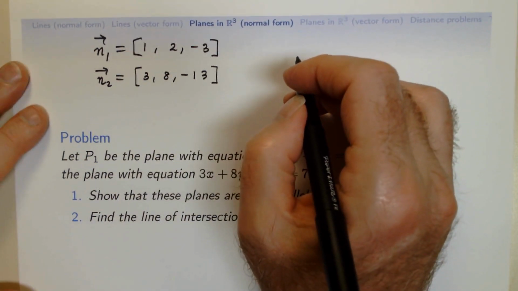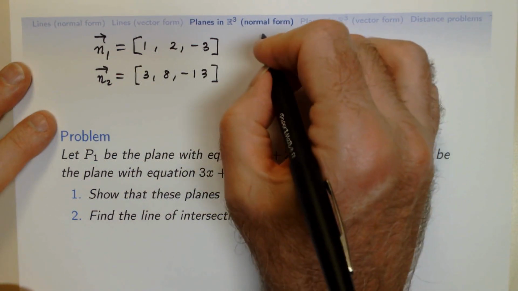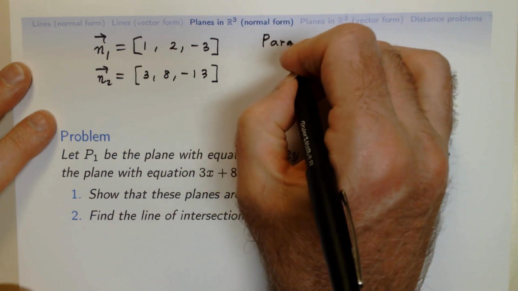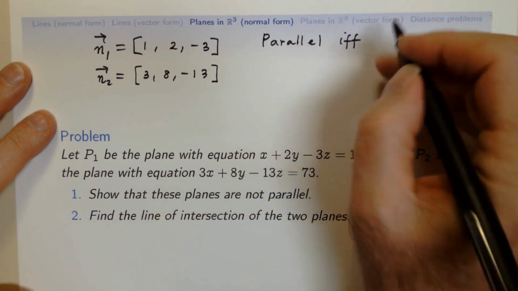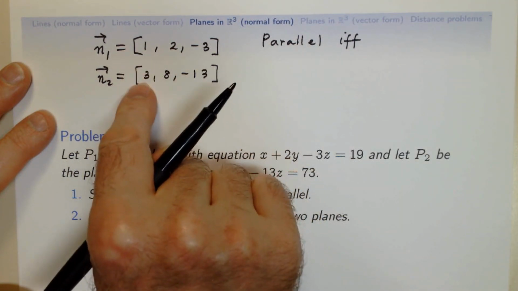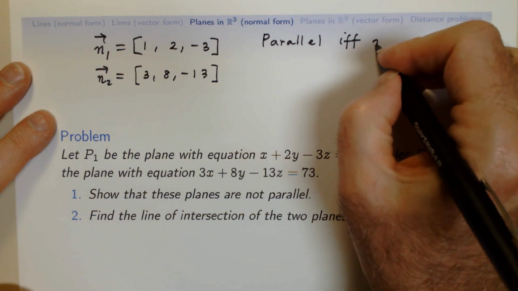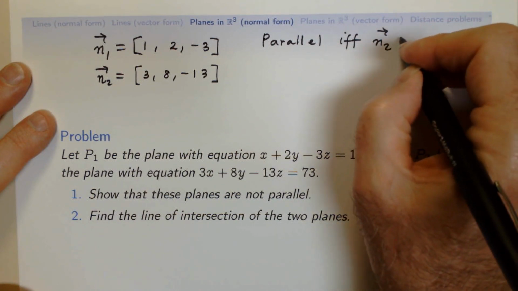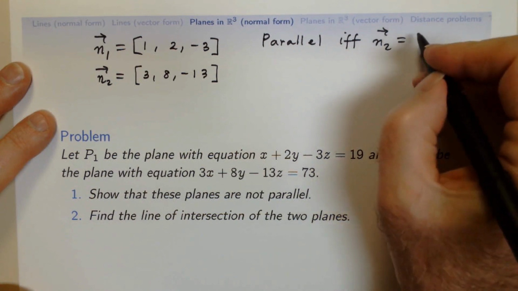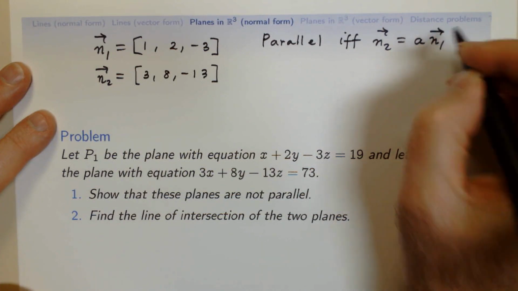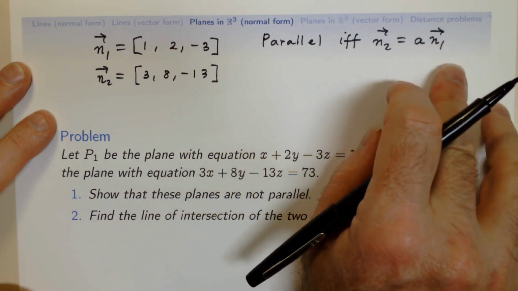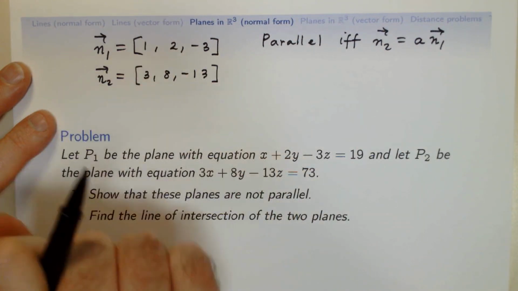And the question is, this is the question of parallel, right? So they're parallel if and only if I can find a multiple of one of the vectors to get me to the other vector. So we would say maybe they're parallel if I can think of writing n2 as some constant, some scalar a times n1. Can I scale n1 to get it to n2?